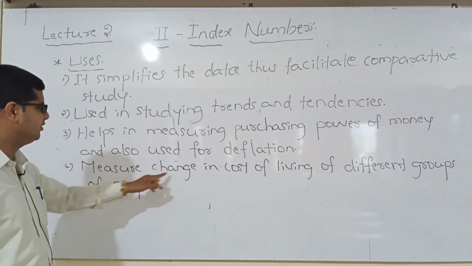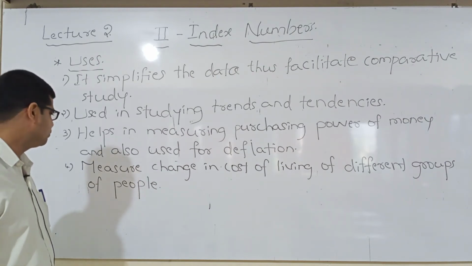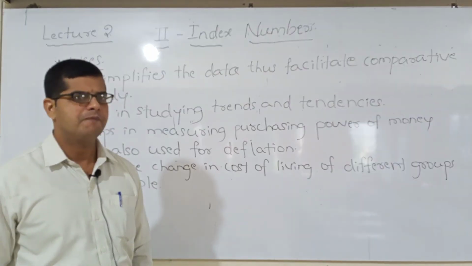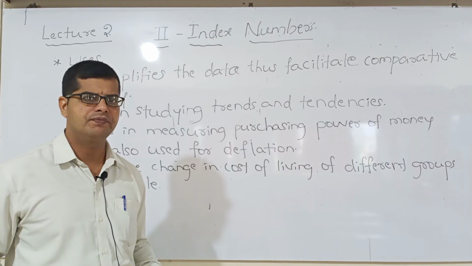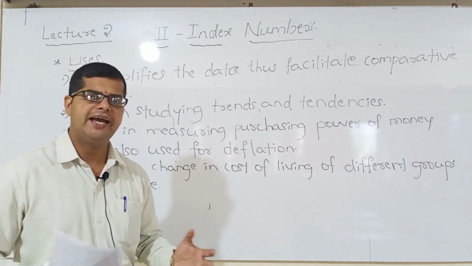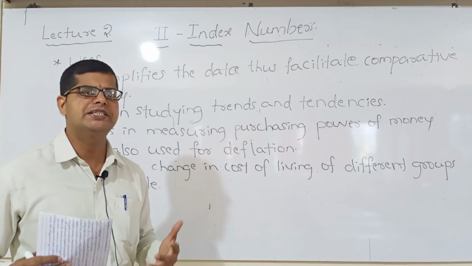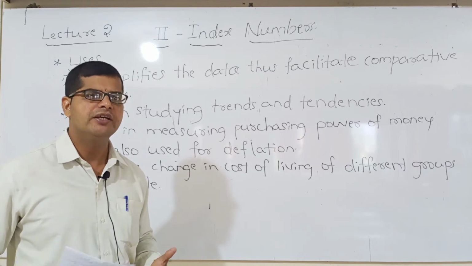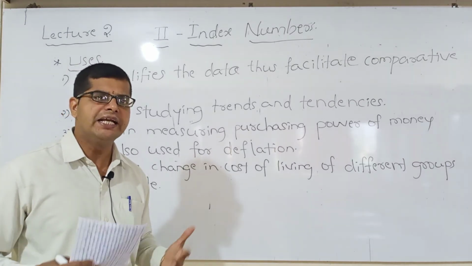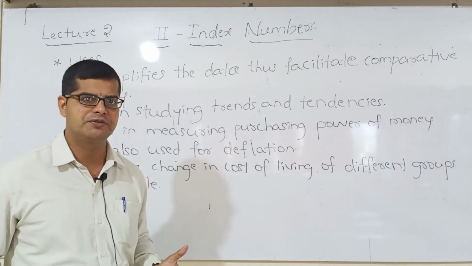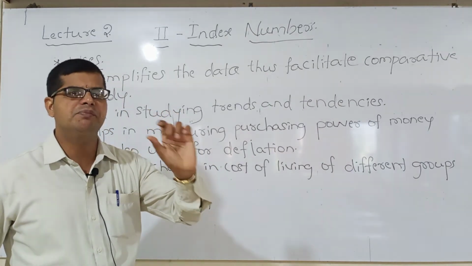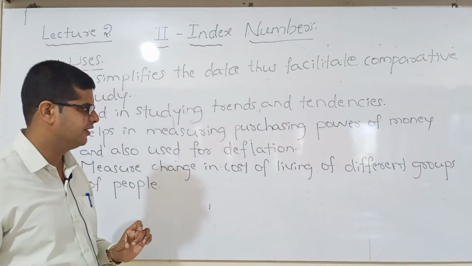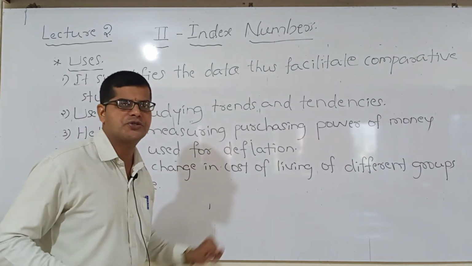Definitely it helps to measure change in cost of living of different groups of people. So what is cost of living of people? We know that every individual or every group of people has certain basic necessities. To satisfy all those basic requirements, he earns money, and from that income only he meets all those basic requirements. From the total income he earns per month, he satisfies all those basic requirements. So that is nothing but cost of living of the people.